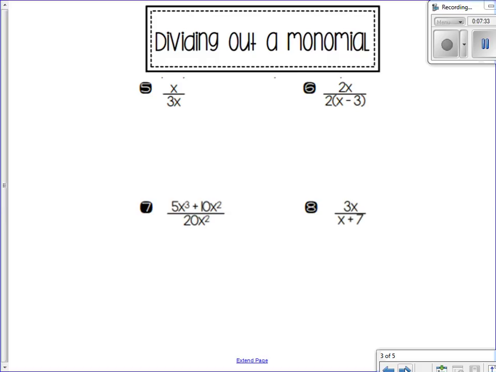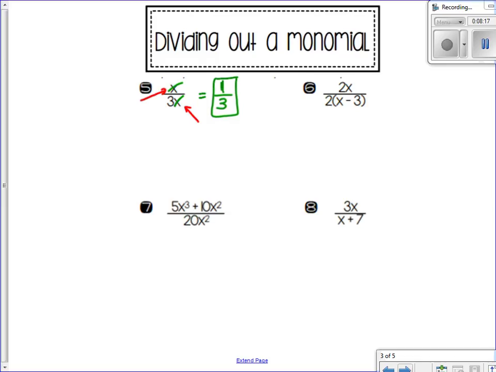So, looking at number 5, I'm seeing I got me an x on the top and an x on the bottom. And they're just being multiplied. There's nothing being added or subtracted to it. So as long as they're just being multiplied there, my x on top and my x on bottom, they can cancel out. Well, that's just going to leave me with a 3 on the bottom. But I can't just leave 3 on the bottom and not put anything up top. If everything cancels out at the top of your fraction, that means we just need to put a 1 there as a placeholder. So when you divide out a monomial, when you divide out that x, all we're left with is 1/3. We simplified it.